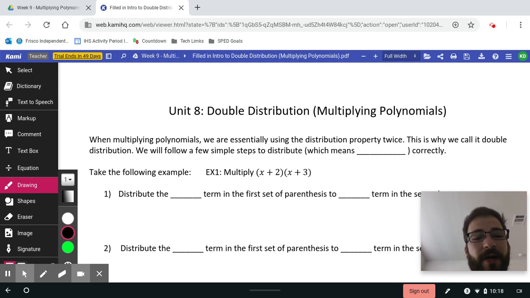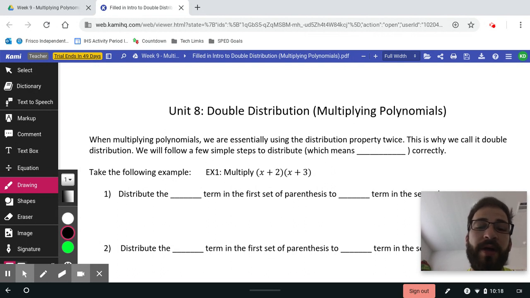All right, y'all. Today we're going to be talking about what we call double distribution. Double distribution is a way for us to multiply polynomials. So last week we were adding and subtracting polynomials. This week we're going to add in multiplying polynomials. So we're kind of going up in difficulty of our operations.